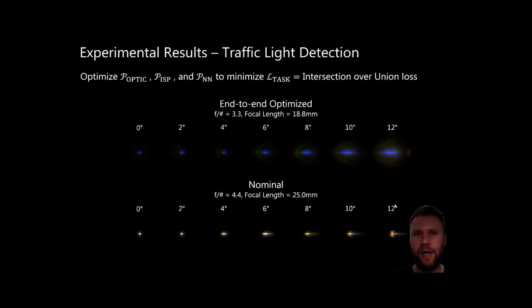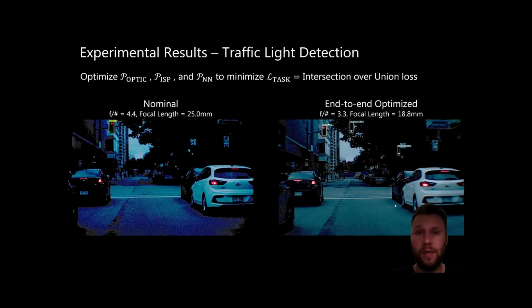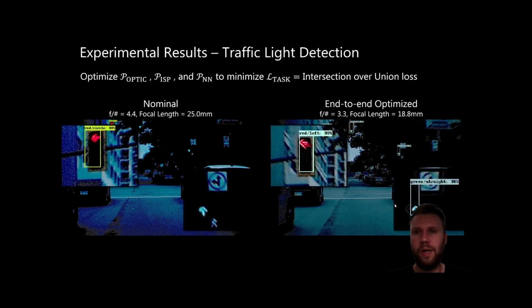Finally, an entirely different task is traffic light detection, where you see a behavior which is sharper to the center of the visual field because a lot of overhanging traffic lights are visible from far away at a long distance. So here the optic is optimizing towards these traffic lights at very long distances, because at closer distances they're easier to detect, even with the larger blurs. And this also results in better performance for traffic lights. Here you see that, for example, the red traffic light is properly detected, and the traffic light straight ahead is also adequately detected when looking at the end-to-end optimized design.